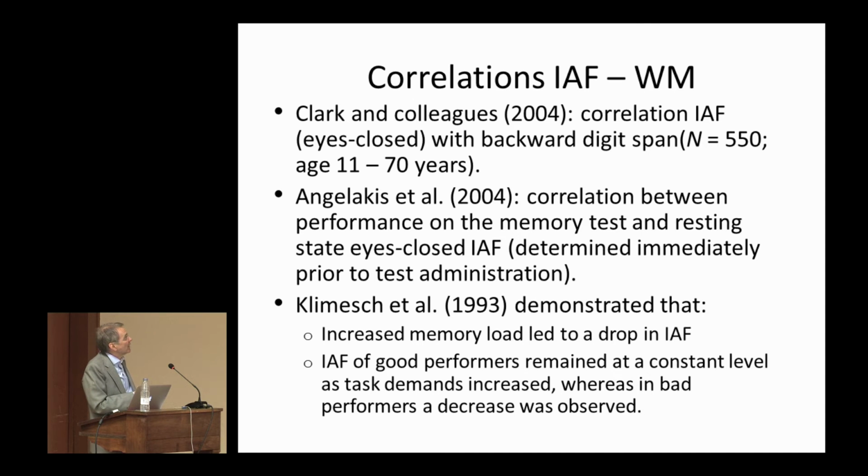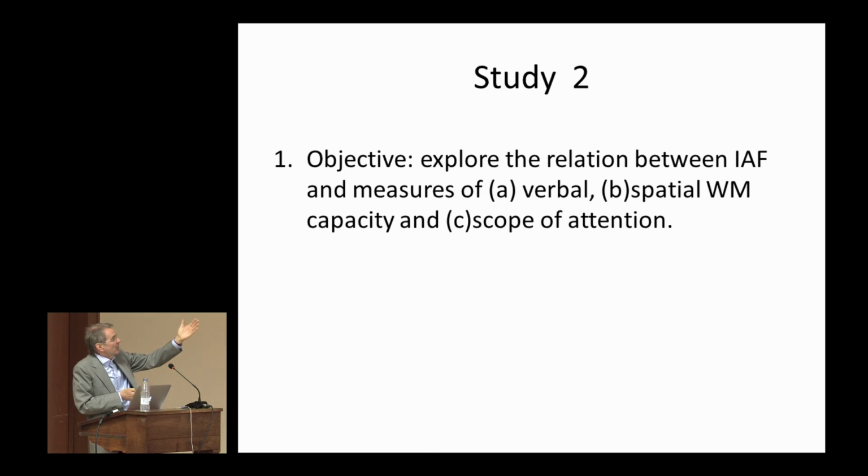So we did then our study with two objectives: explore the relation between individual alpha frequency and measures of verbal and spatial working memory. We used the Corsi block for the spatial, and scope of attention. We used this array task you were also referring to in your paper. I don't remember the name anymore, so the guy sitting here.